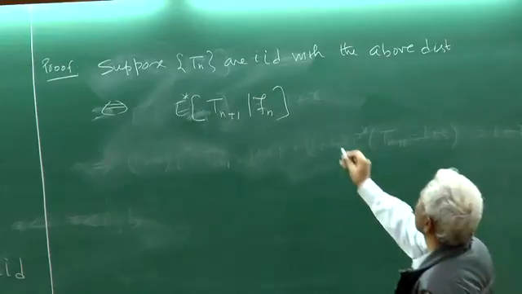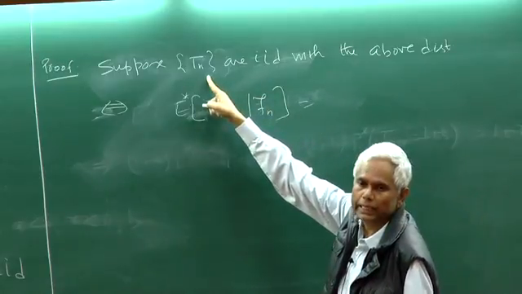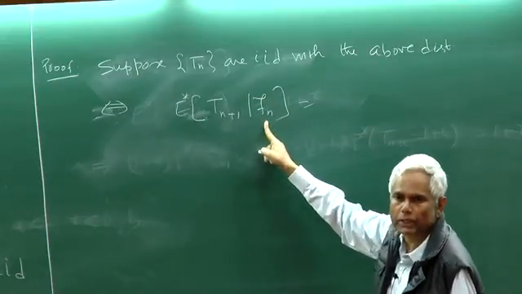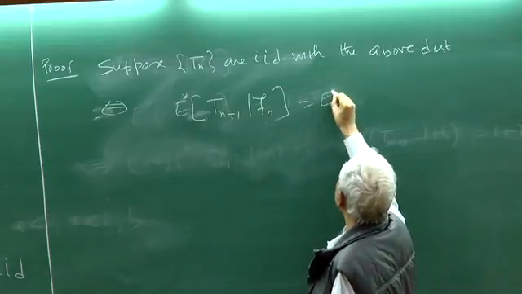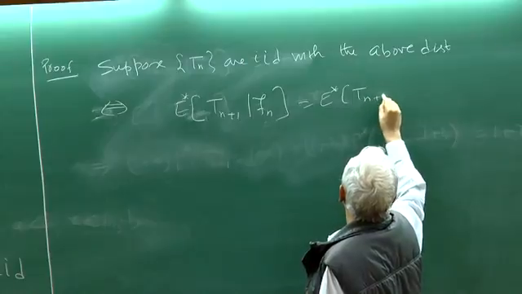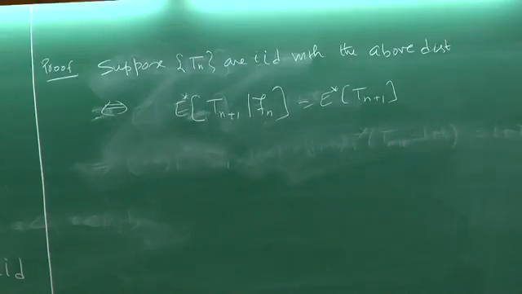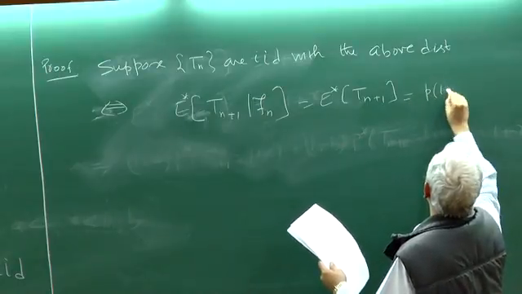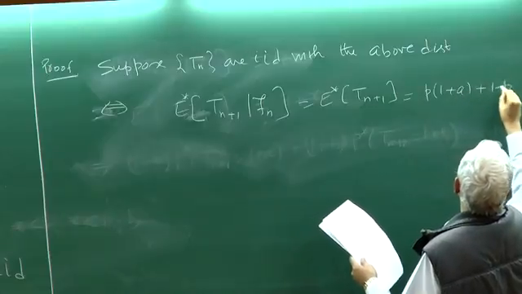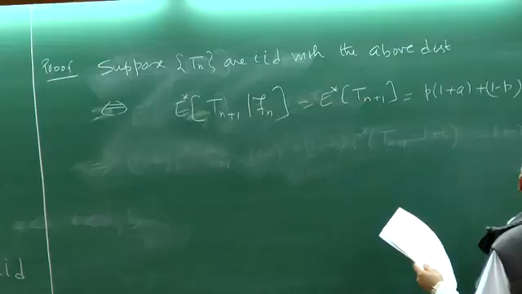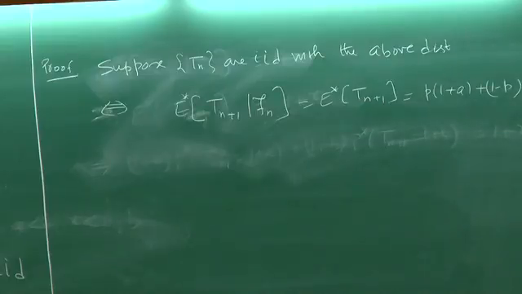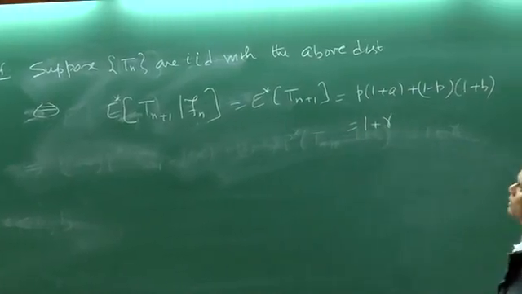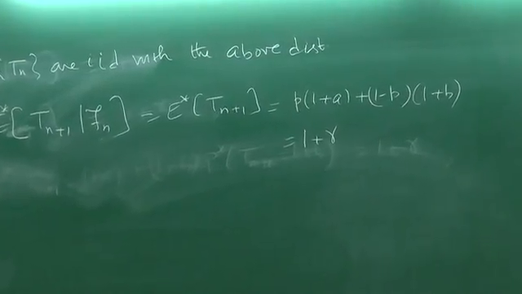Suppose the Tn's are independent. Then what will be the expected value of Tn plus 1 given Fn? It will be the expected value of Tn, because it is independent, right? And this is equal to P times 1 plus A plus 1 minus P times 1 plus B, and you can calculate and check that this is 1 plus r, right?